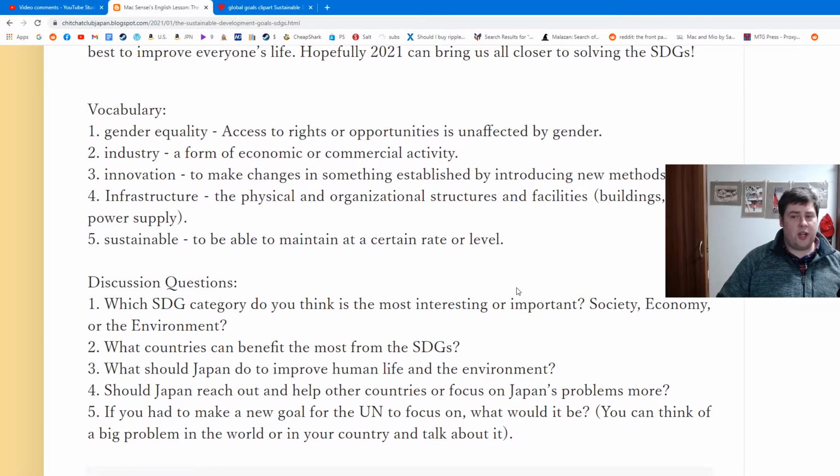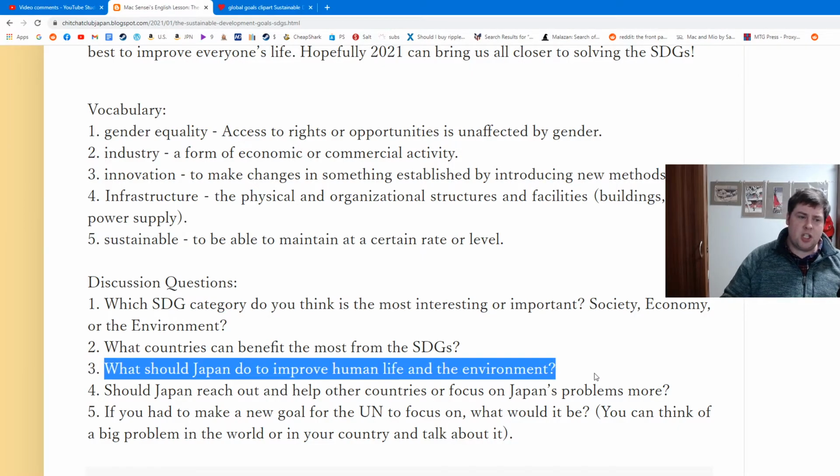All right, and finally, we have our discussion questions. Today, we have 5 discussion questions. Let's look at them. Number 1, which SDG category do you think is the most interesting or important? So remember, there were 3 categories: society, economy, and the environment. So which category do you think is the most interesting or important? You can answer either of those questions. Number 2, what countries can benefit the most from the SDGs? We talked about many of the SDGs. What countries do you think can benefit the most?